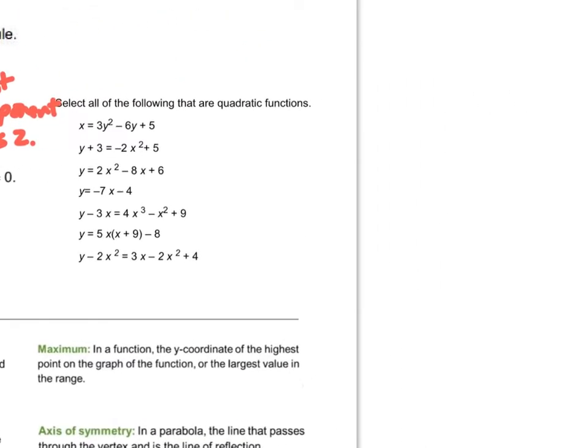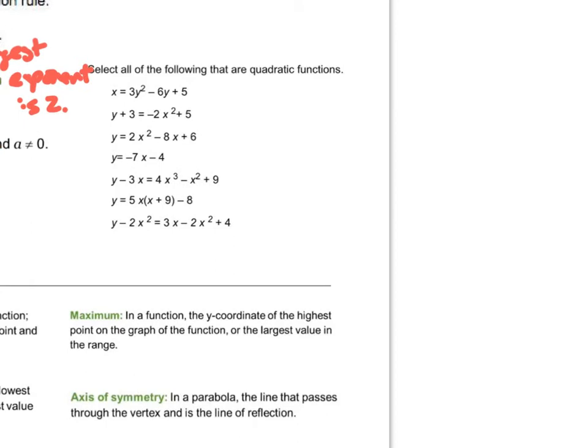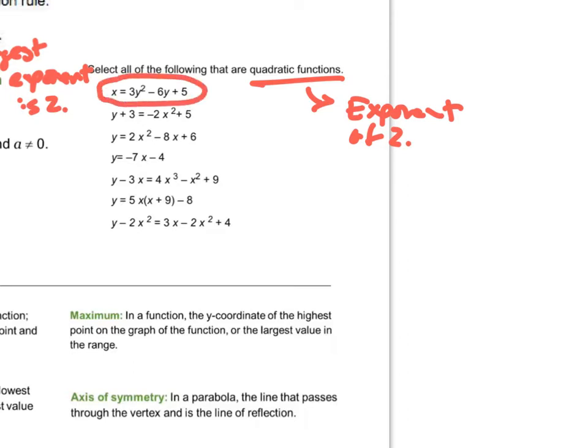So the first question is: select all the following that are quadratic functions. What we're looking for is an exponent of 2. Even though this one is x equals 3y squared minus 6y plus 5, you could consider it a function of x in terms of y, where you switch the x and y values. But because our largest exponent is 2, we're going to call this a quadratic function. So we'll circle that one.